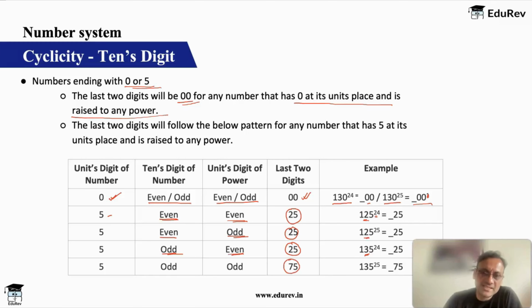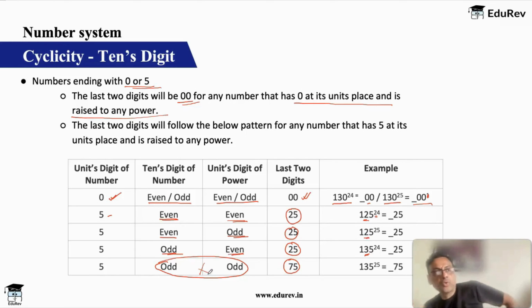The only case where you do not get 25 and you get 75 might be better to remember. This is an odd combination. So odd is the only combination where you get 75. Otherwise for 5, it is always 25. What does odd mean? The tens digit is odd and the power is also odd. Just remember that, it's easier to remember. Odd into odd gives you 75. So if the tens digit is odd and the power is also odd, then your last two digits will be 75. Otherwise, it will always be 25. Okay, so these are the rules for 5.